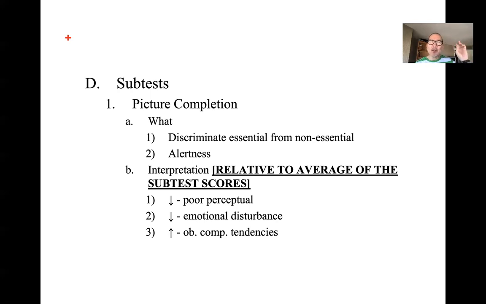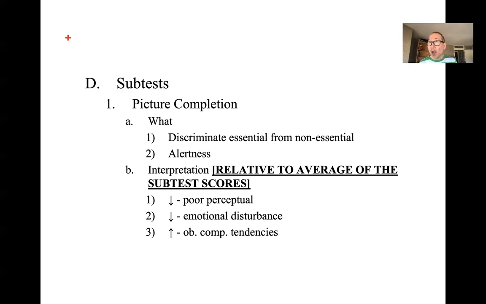That the population mean is 10 and the standard deviations, or you can look at the examinee's average and compare how she or he does compared to their own average subtest performance, or the third is by comparing their subtest performance with their vocabulary performance. Now, if someone does poorly in picture completion, it will usually suggest poor perceptual organizational abilities. It also could be an indication of poor emotional control, or some kind of emotional disturbance going on.